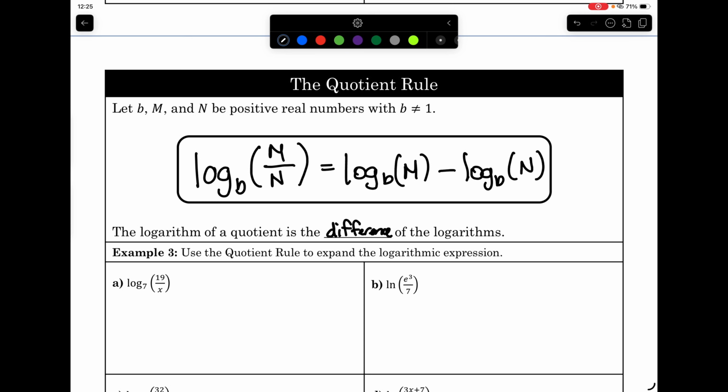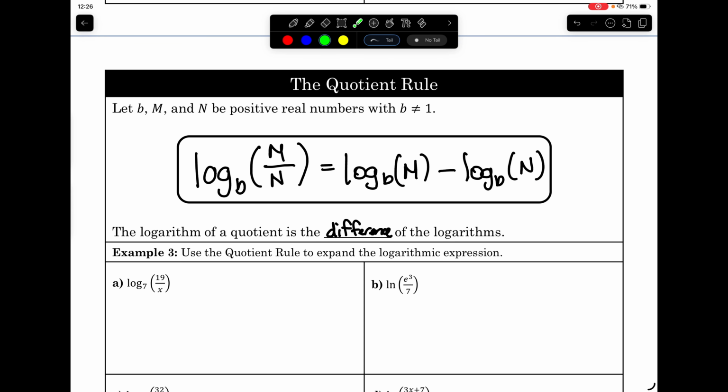Which, if we want to make a correlation to exponential properties, would be this property right here: if I have an x to a power and I divide it by another x to a power, then I'm subtracting those exponents. Pretty much what I'm doing here, but with logs.